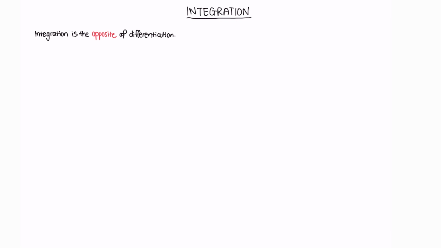Hello everyone, welcome to my favorite topic in the entire syllabus, integration. Now first, what integration is: it's the opposite of differentiation.